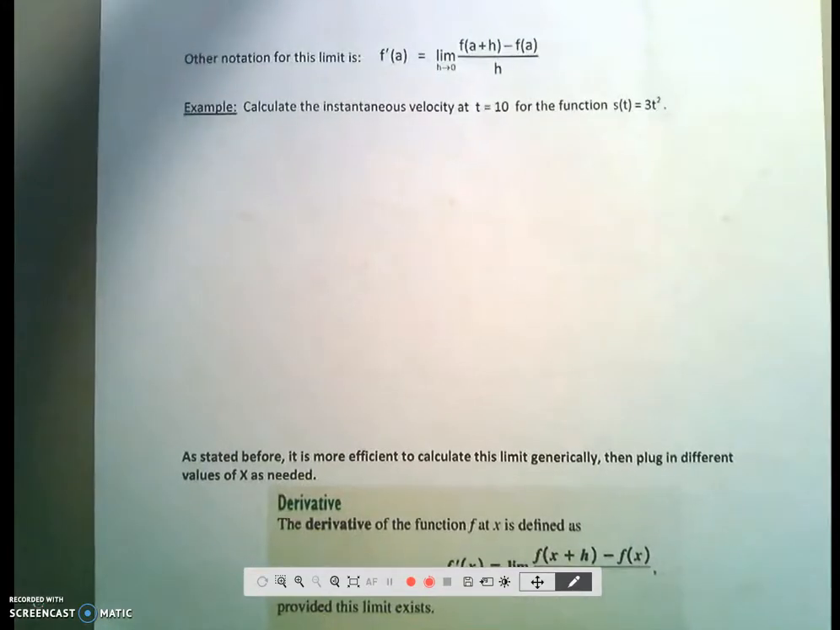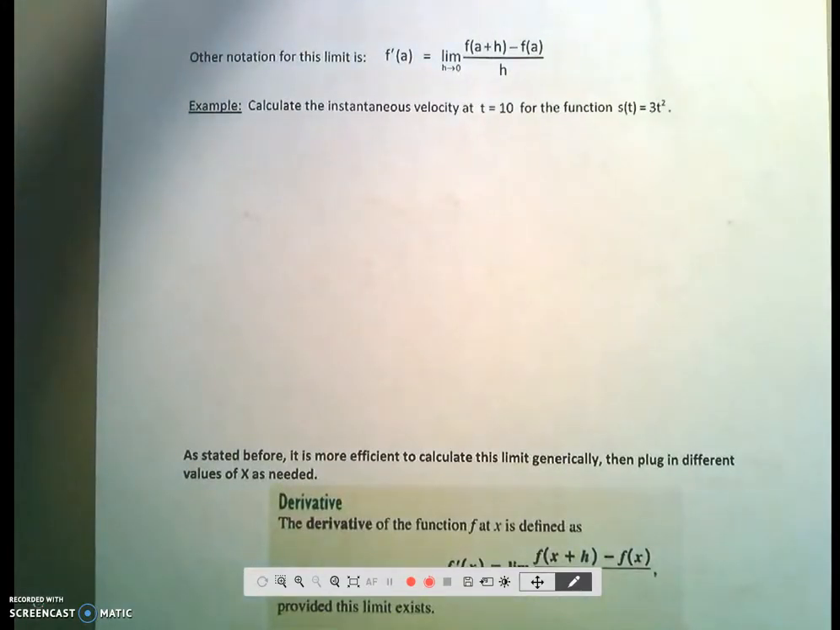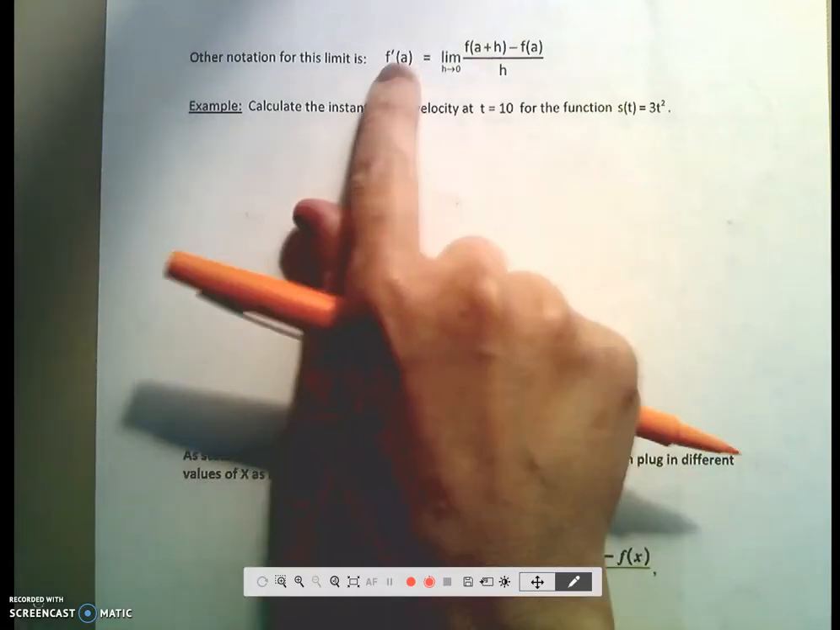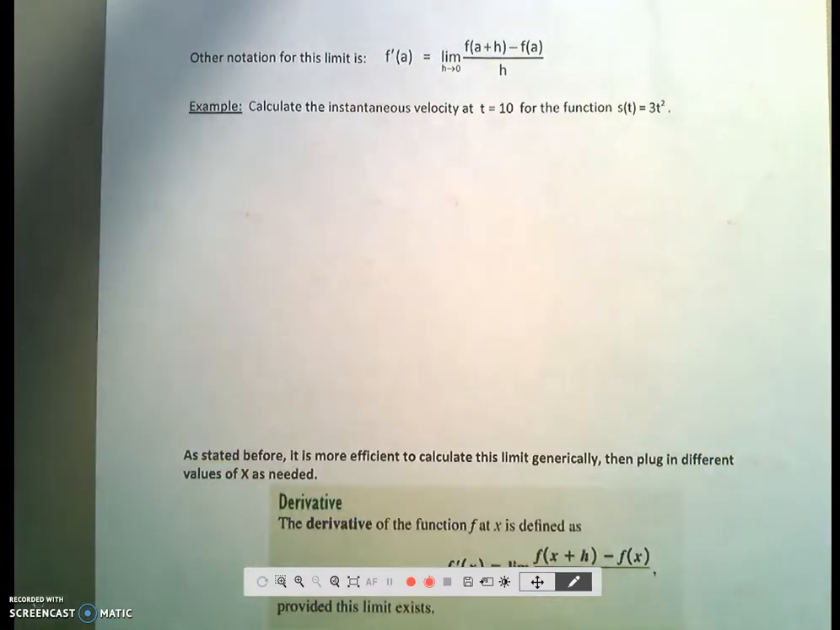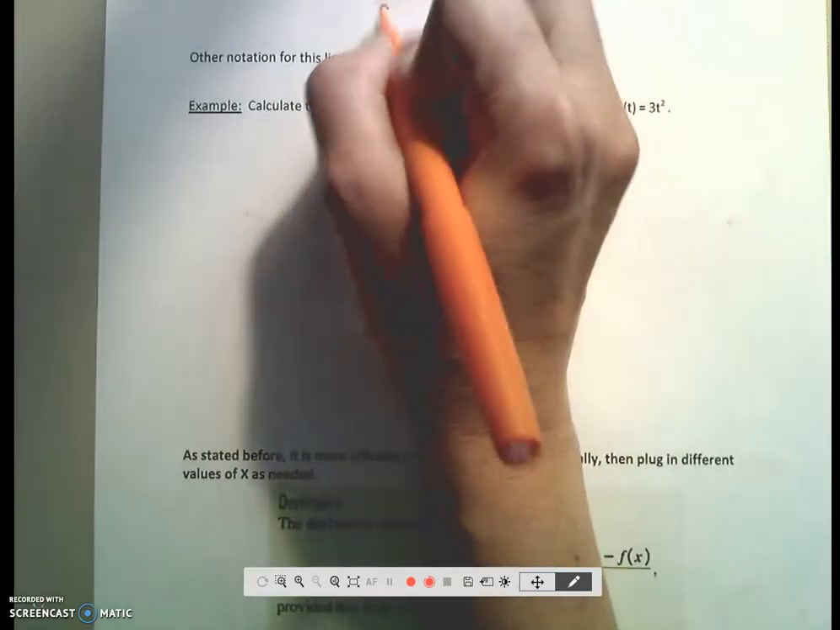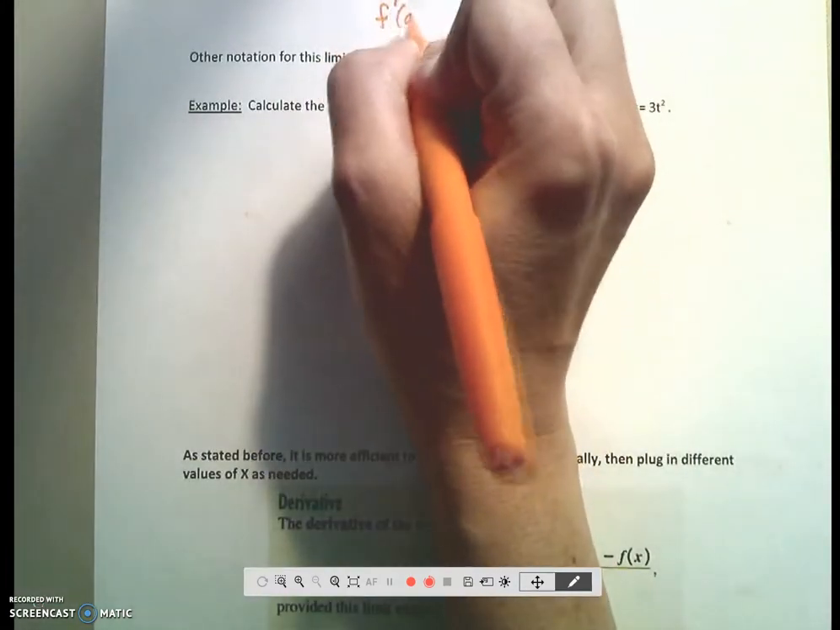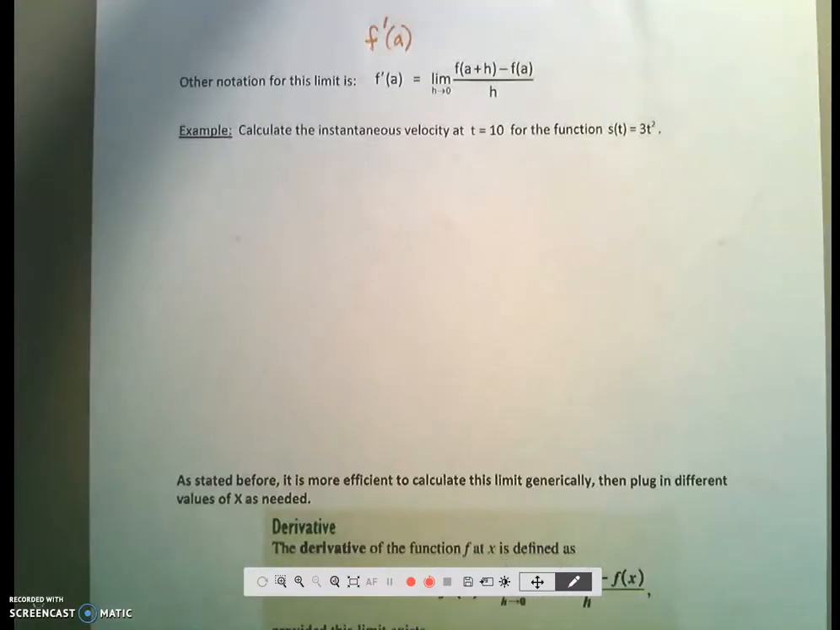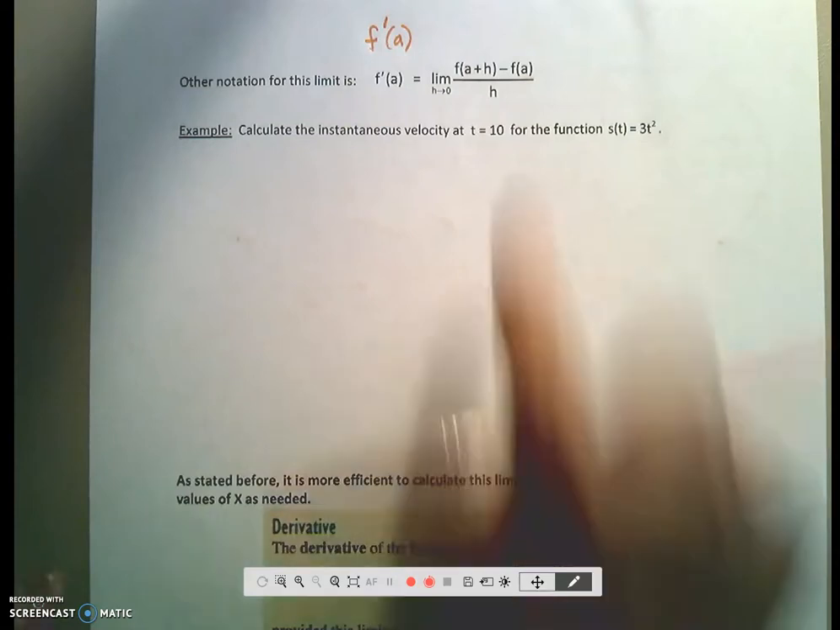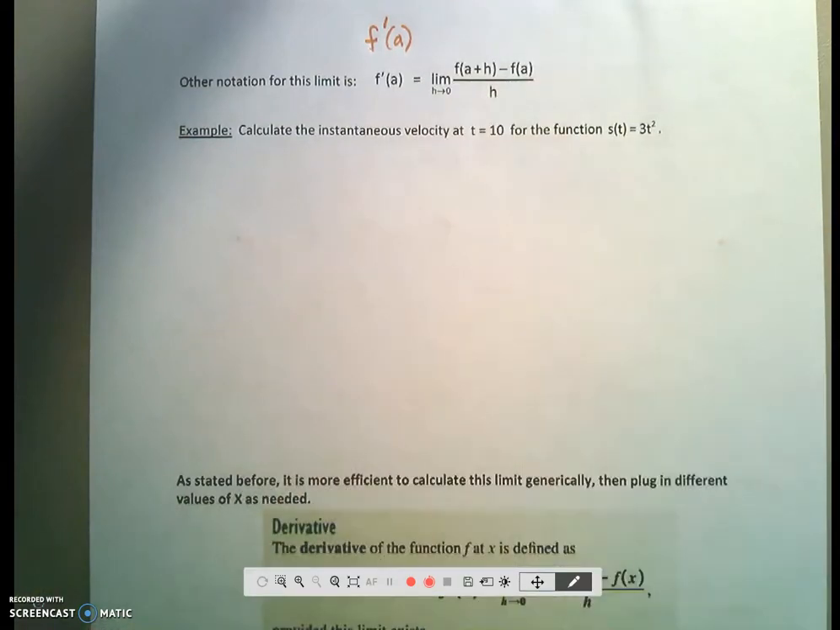So here's some other notation. We're finally getting to the fact that this is called a derivative. So other notation would be this. It's f with a little prime, like you would write f prime of a. And that means derivative, slope of tangent line, instantaneous rate of change. Those all mean the same thing. So I just wanted to have this formula again on the page.